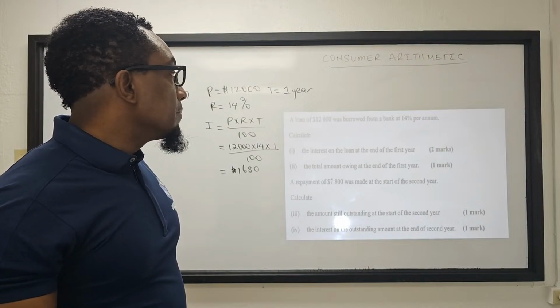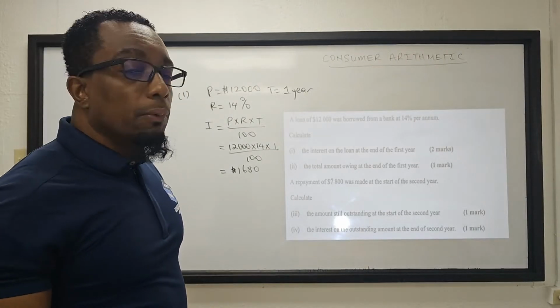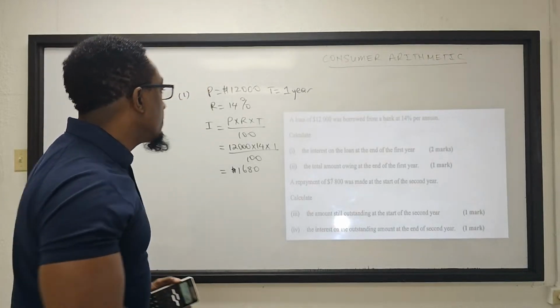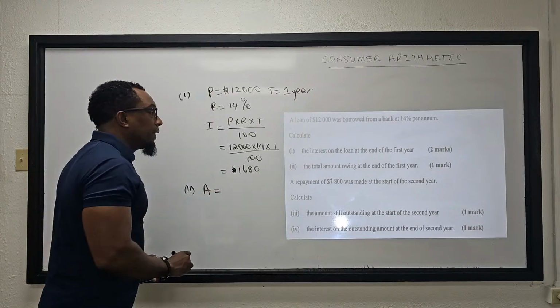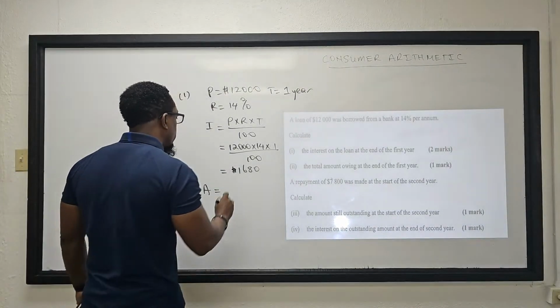So they want us to determine part 2: what is the total amount owing at the end of the first year. So the total amount owing will be the principal plus interest.